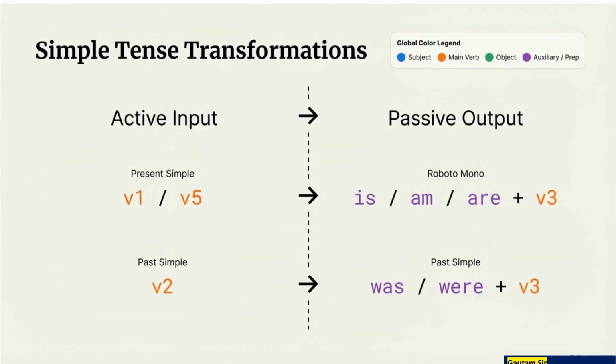For simple tense transformations, present simple V1 or V5 converts to is, am, or are plus V3. Past simple V2 converts to was or were plus V3.